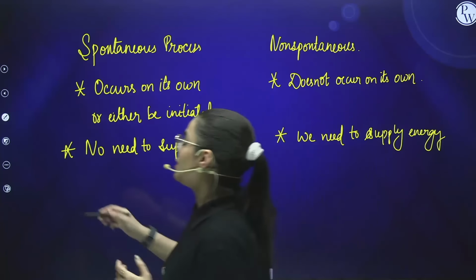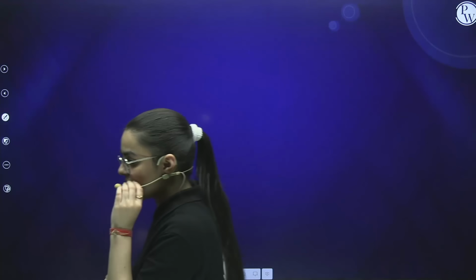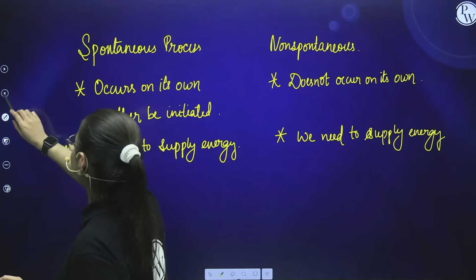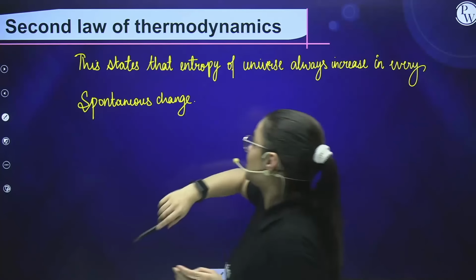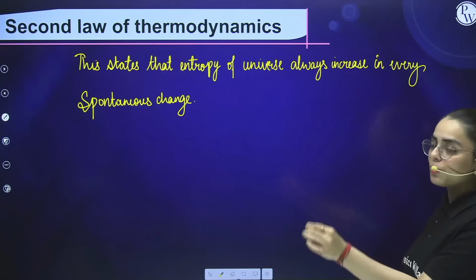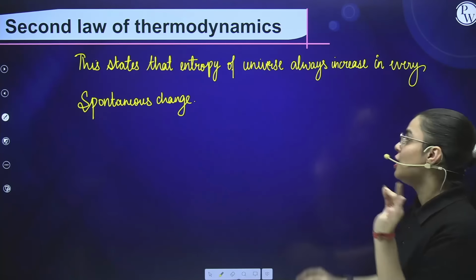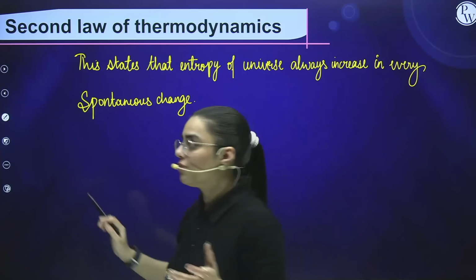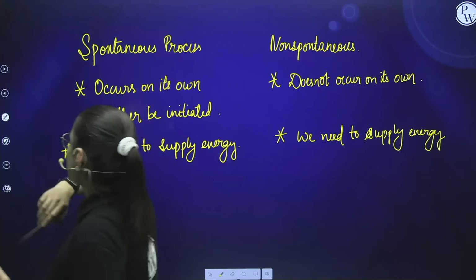Now students, if I talk about the second law of thermodynamics, as I've already told you, it is basically a very simple law. It defines that the entropy of the universe, entropy we have just studied, that is delta S for the universe, always increases in every spontaneous change. Now let us see how it is always increasing.